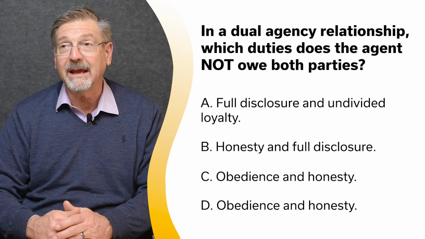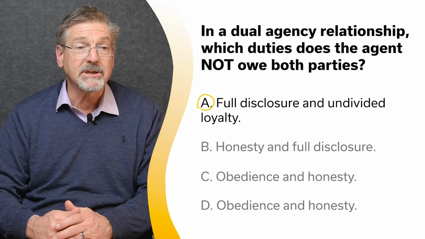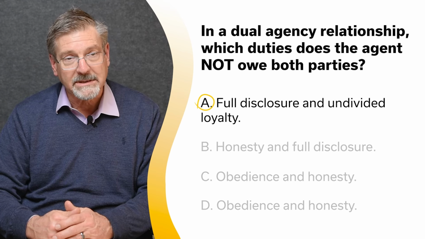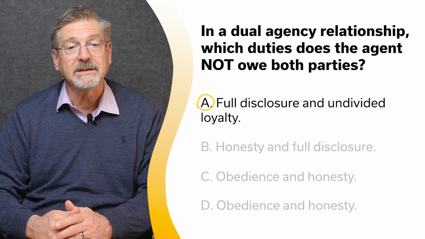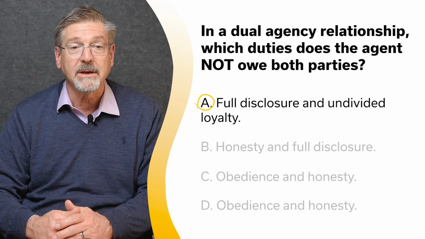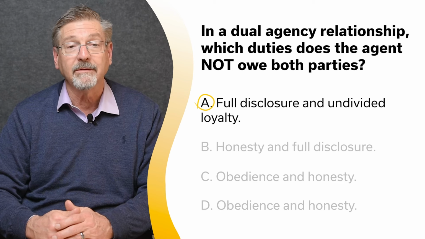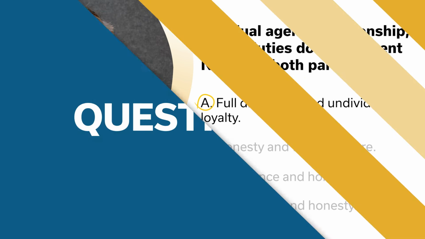The correct answer is A, full disclosure and undivided loyalty. A dual agent owes each party the same duties as those owed to a single agency party, except the duties of full disclosure and undivided loyalty.